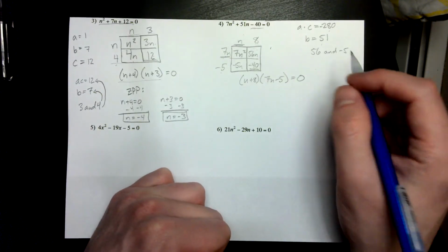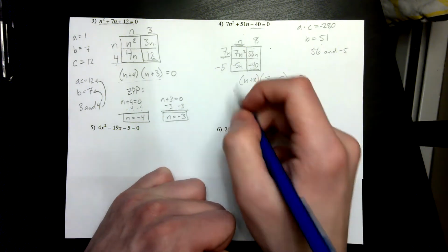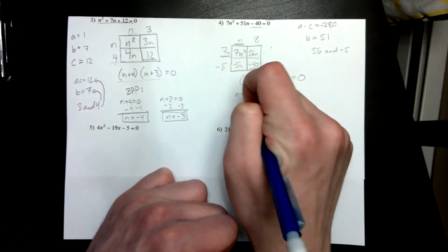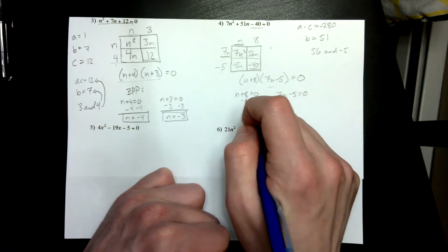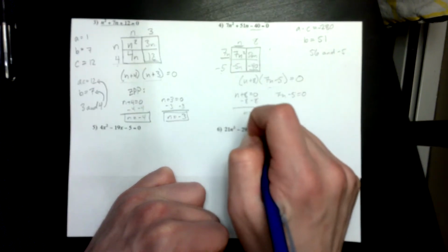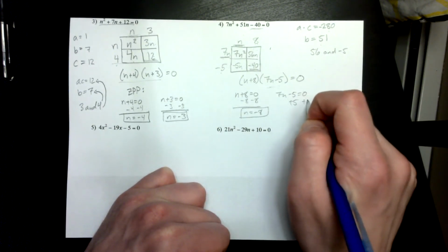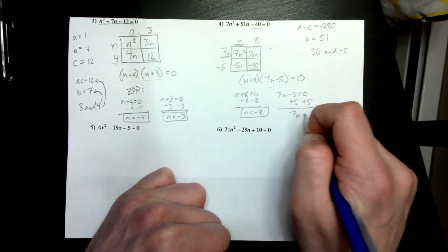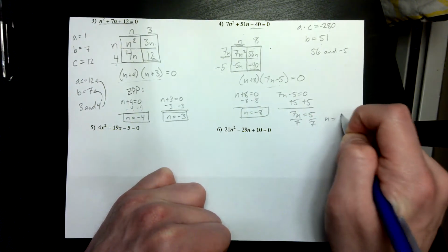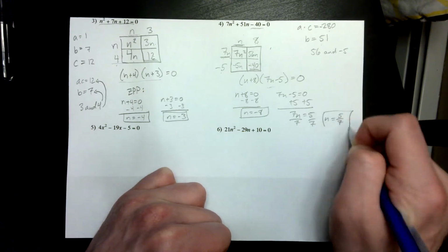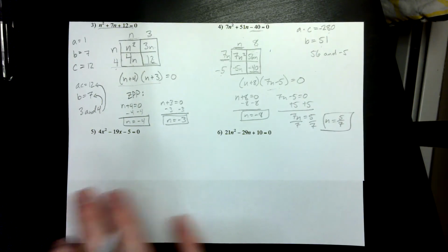Now we can do the zero product property, and this one is just going to be a little bit more complicated, but that's okay. Okay, subtract 8, we get n equals negative 8. Add 5, we get 7n equals 5. Divide both sides by 7, and we get n equals 5/7. And I'm just going to keep it as a fraction. I like the fraction.